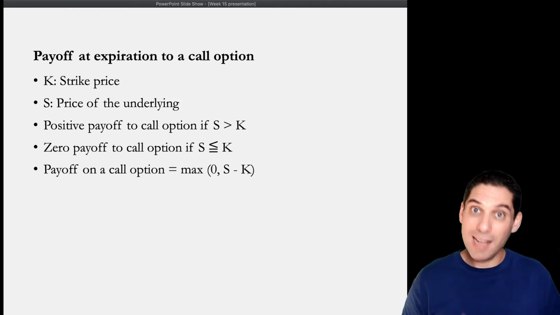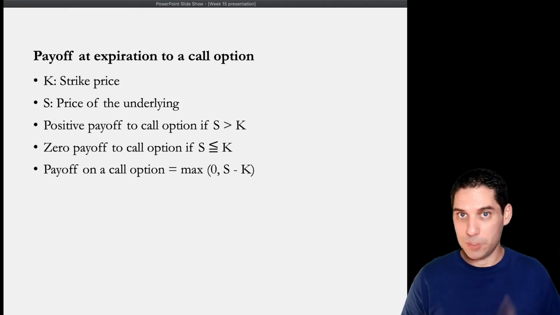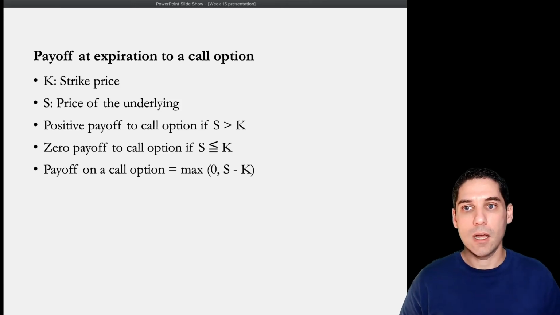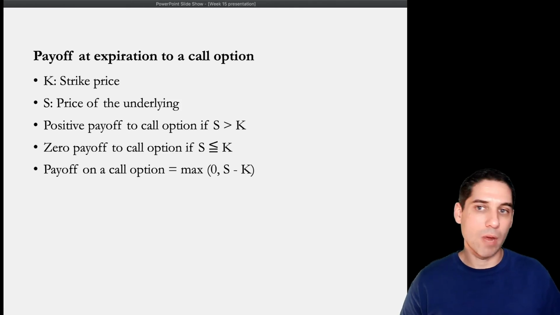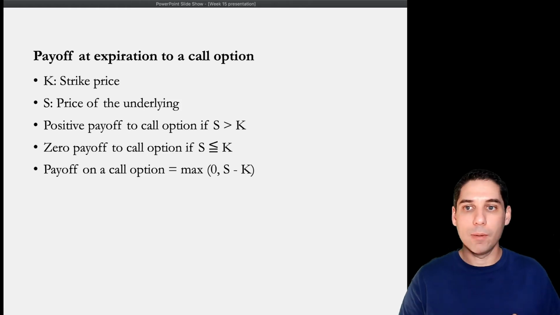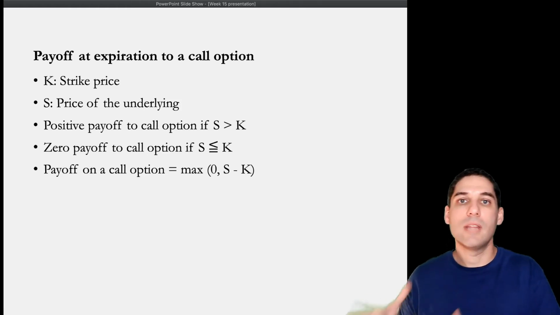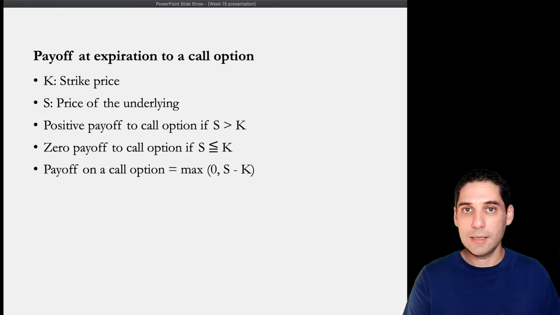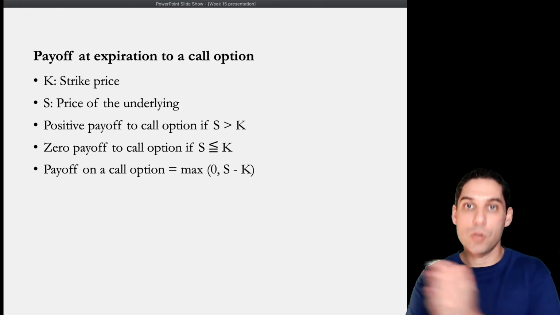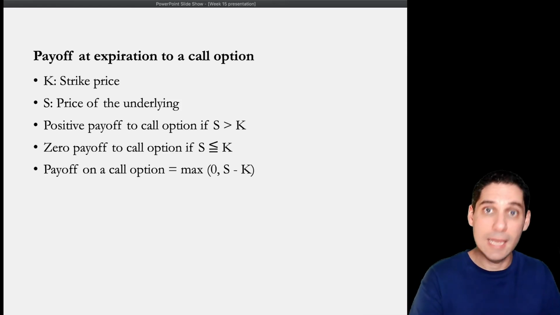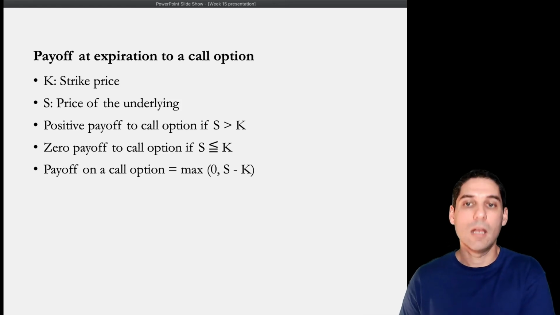Now we're going to have a positive payoff from a call option if the price of the underlying is greater than the strike price. So if Apple is trading at a higher price than the strike price on the contract, that's great for the call option, right? Because you can buy it at K and turn around and sell it at S. So S needs to be greater than K.